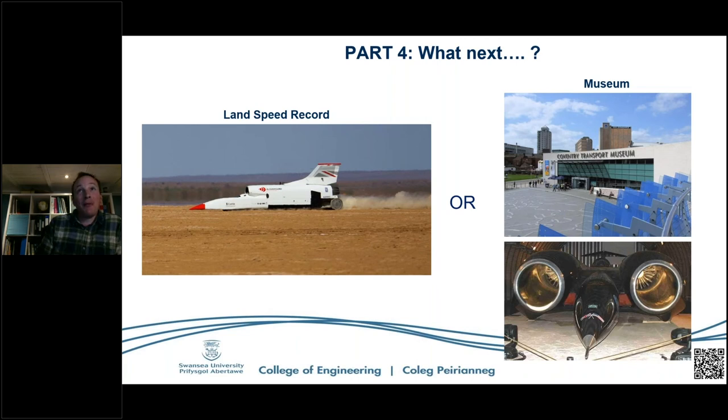So at the moment, the big question, and this is the harsh reality of Bloodhound, is within the next 12 months, either we need to have funding in place to take the car back to South Africa for a record attempt, or the Transport Museum in Coventry has kindly offered a home to Bloodhound, which is where it will end up this time next year if we don't have a new sponsor on board. So it's all up in the air in terms of Bloodhound.